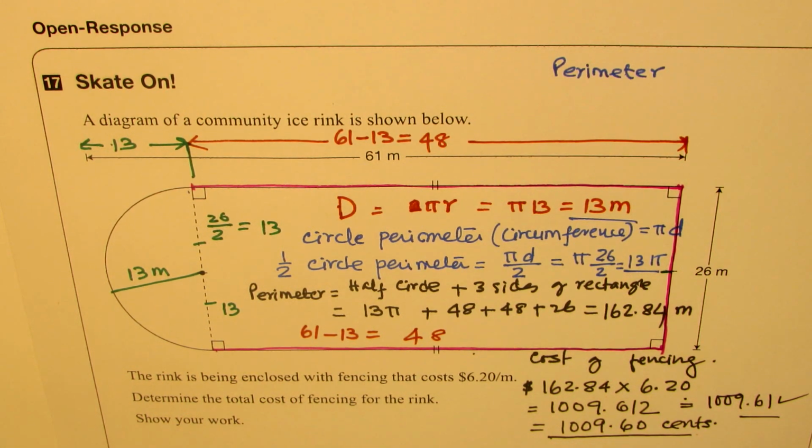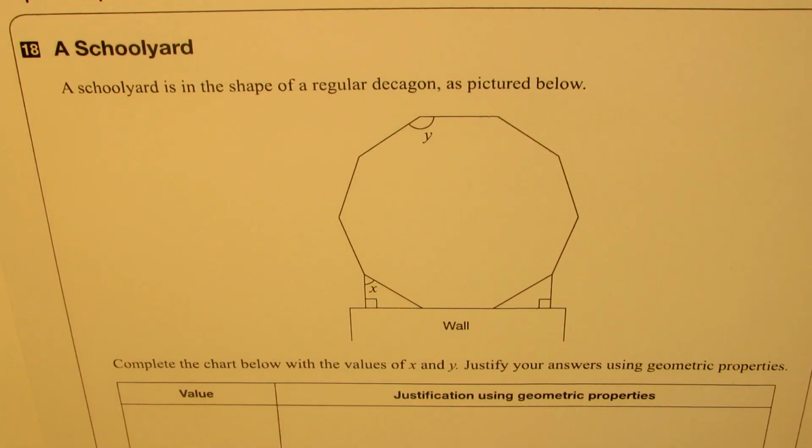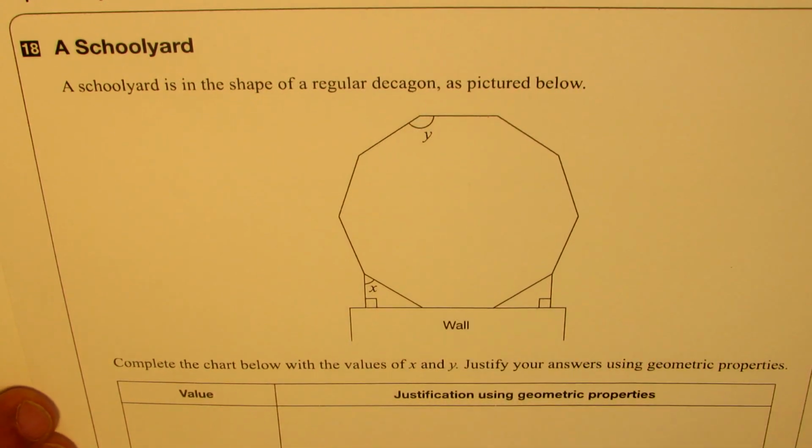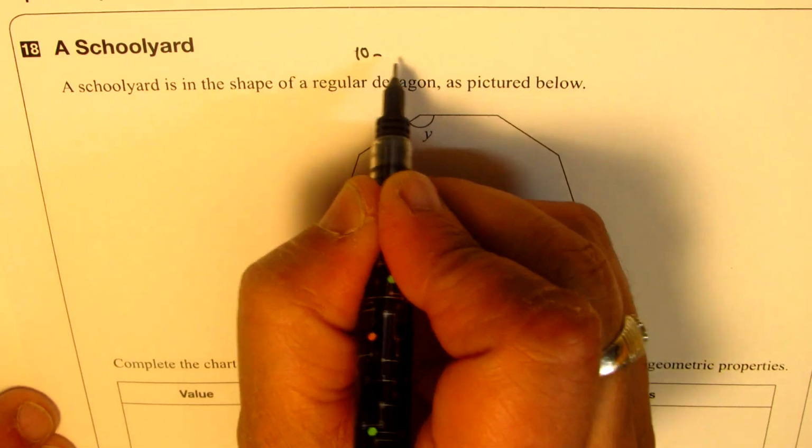Perfect. Now let's move on and take question number 18. This is the last question of open response, question number 18. A schoolyard is in the shape of a regular decagon. Decagon means a 10-sided figure, right?